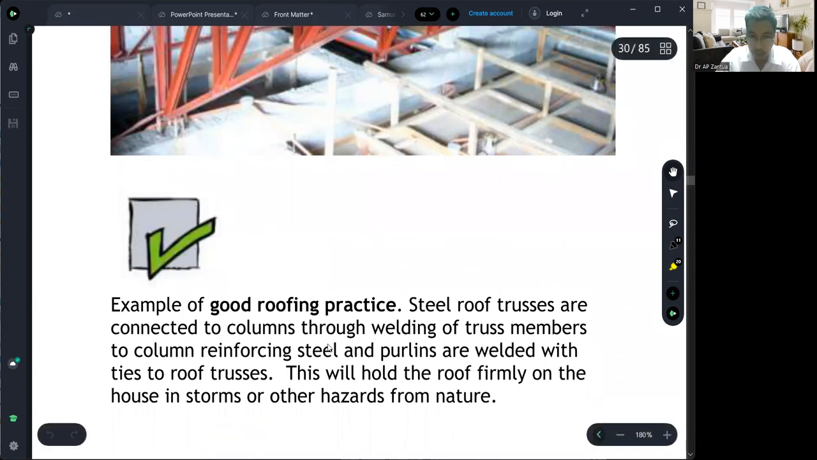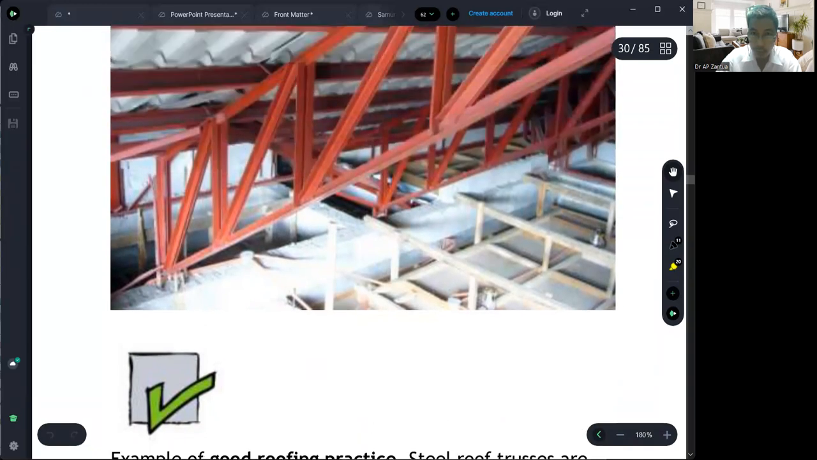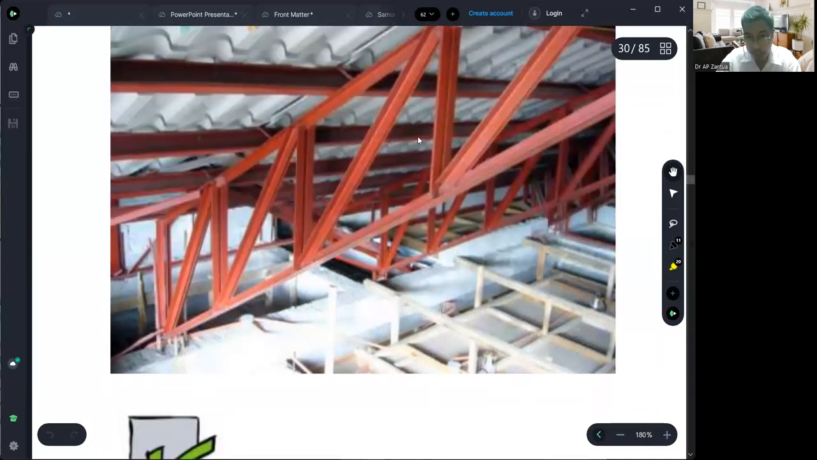Steel roof trusses are connected to columns through welding. So it could be welded to the truss members, and purlins are welded with ties to the roof trusses. So where are the purlins? This is what we call purlins. These are the purlins, and the purlins are welded with this bracing. This is the connecting brace, welded here and welded to the purlins, and also welded here at the bottom part.